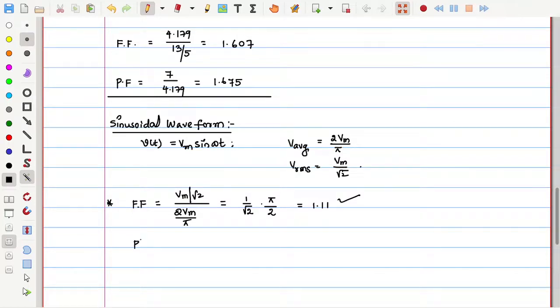What about the peak factor? The peak value is Vm divided by the RMS value. How much is the RMS value? Vm by root 2. So how much will we get? Root 2, which is 1.414, sir. So 1.414. These are the fixed values for this kind of waveform.